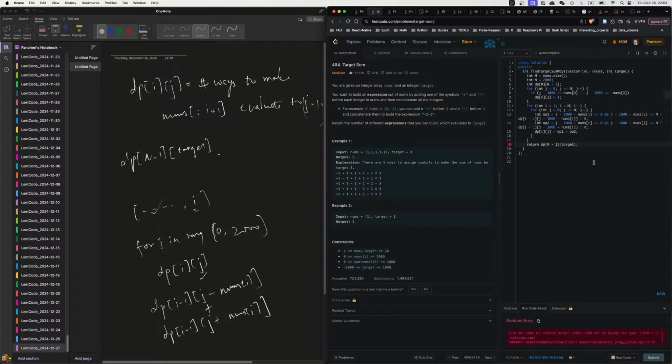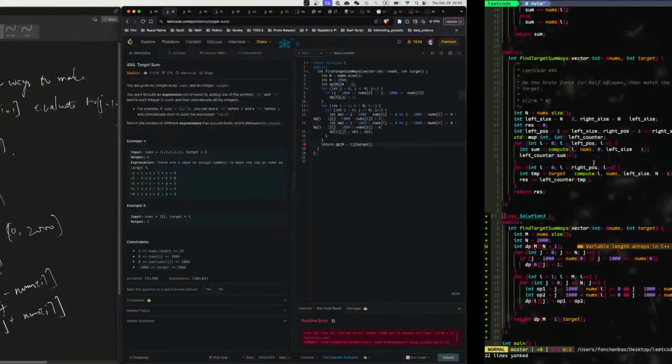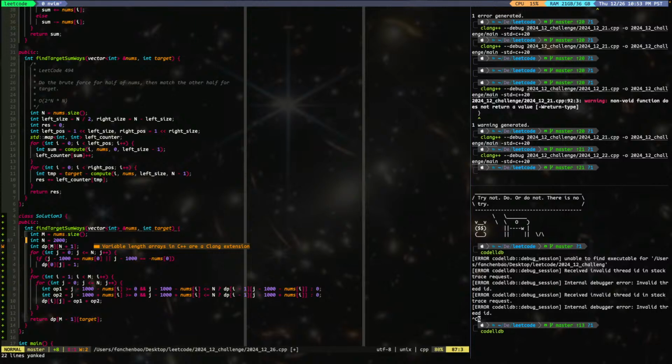Wait, is it minus or plus 1000? 0 to 2000. So if target is, it should be plus 1000, right? The index is plus 1000. So if we want to go back to the original value, it's minus 1000. But to get the value, it should be plus 1000. Get back to the original value. Is this index minus 1000? Okay.